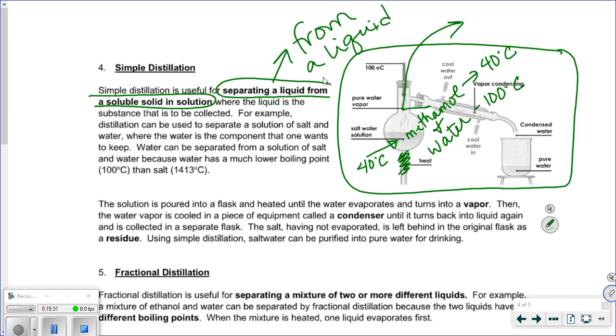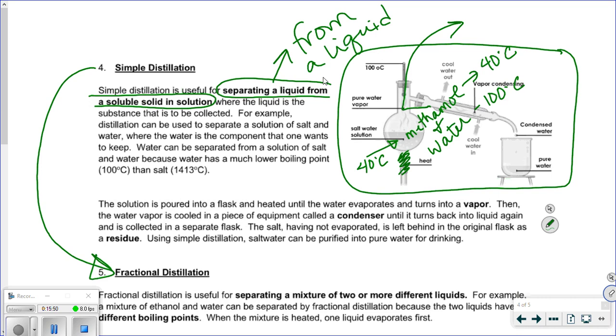No, the water's going to stay in there. It doesn't boil till 100. It doesn't become a gas until 100, whereas the methanol becomes a gas at 40 degrees. So distillation, which we're going to get down here, fractional distillation, that's where we separate a liquid from a liquid.